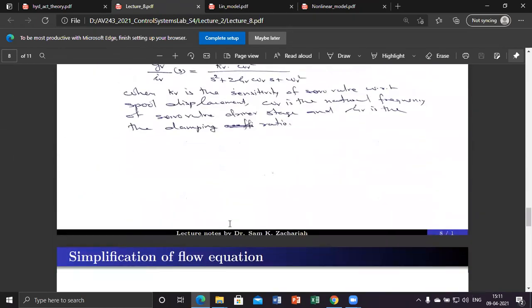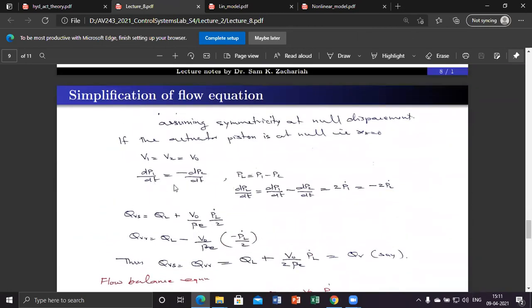That is what I have written here. dP1 by dt is equal to minus dP2 by dt. Now PL is equal to P1 minus P2. So dPL by dt equals dP1 by dt minus dP2 by dt. And if you substitute this equation, you will get it is equal to either 2 P1 dot or minus 2 P2 dot. That is one simplification we are doing.